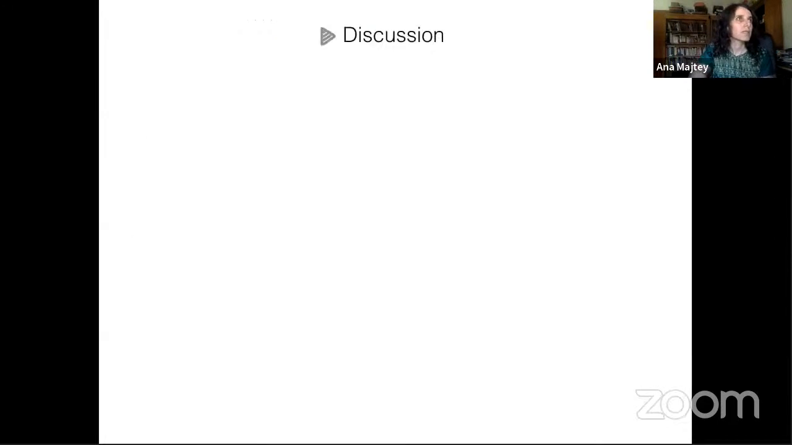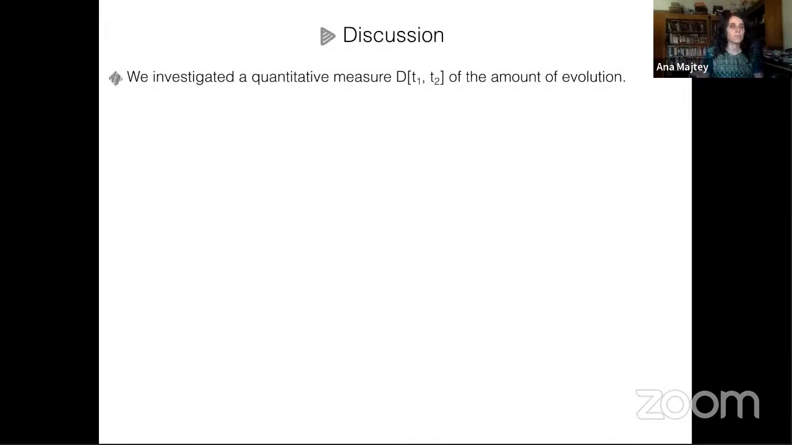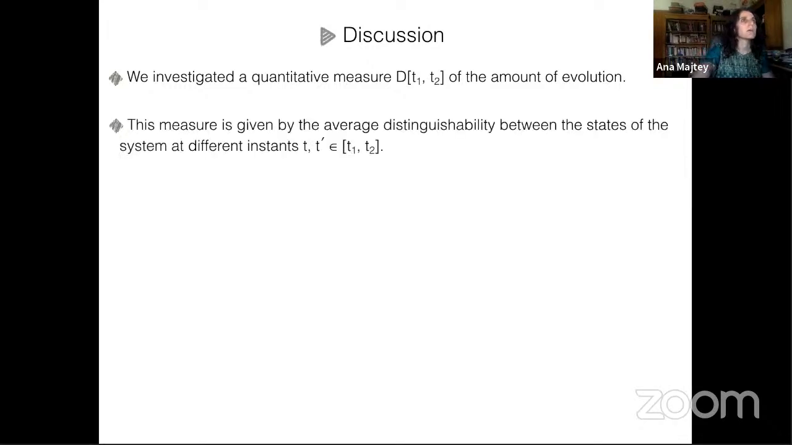So to finish, I will show you some discussion. We have introduced this quantitative measure of the amount of evolution. This measure is defined as the time average of the distinguishability between different states of the system at different instants of time in a given interval. We show that the measure depends on the interval only through the length of the interval, which is a kind of translational invariant property. And we show that this measure is always, sorry, I forgot.